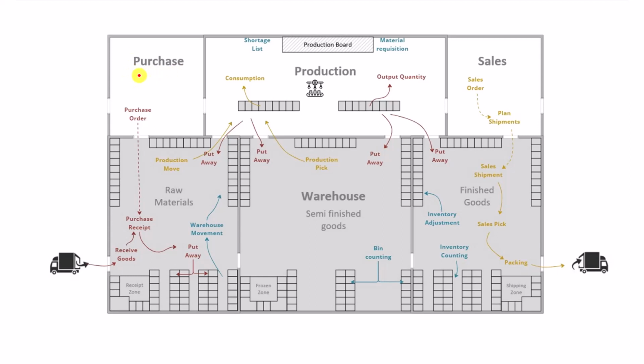You're generally going to have an area that's thinking about purchasing. You've got your sales up the top right-hand corner. Down the whole gray section for us here, this is all warehousing. And so you've got your raw materials, your semi-finished goods, and your finished goods. And up the top center, you've got your production, okay?